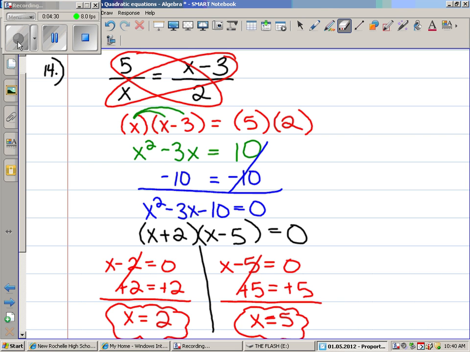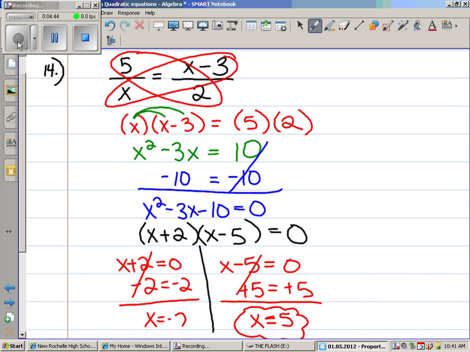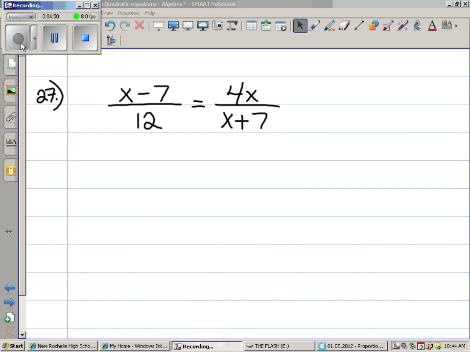No! We made a mistake. Not we. I made a mistake. x plus 2 equals 0. Subtract 2, subtract 2. x should equal negative 2. My bad. Now we've got to cross multiply on the next problem.